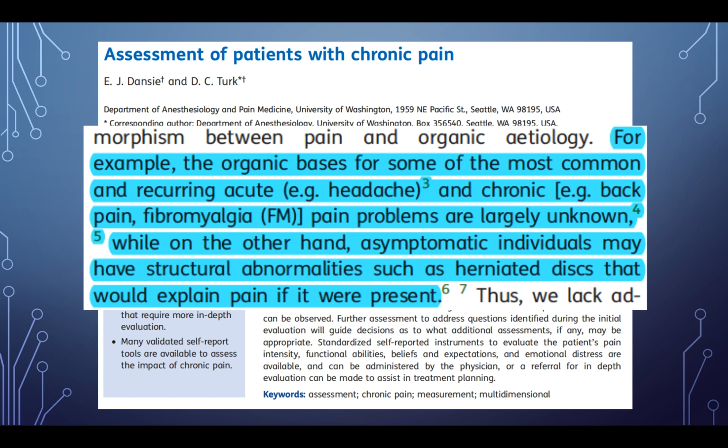For example, the organic basis for some of the most common and recurring acute and chronic pain problems, such as headaches, back pain, and fibromyalgia, is largely unknown, while on the other hand, asymptomatic individuals may have structural abnormalities, such as herniated discs, that would explain pain if it were present.